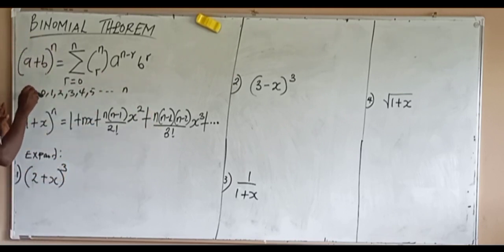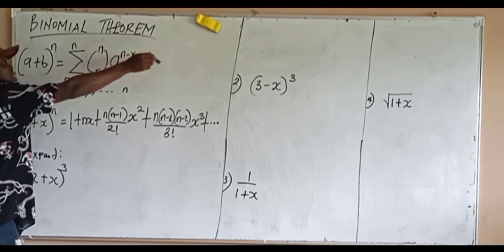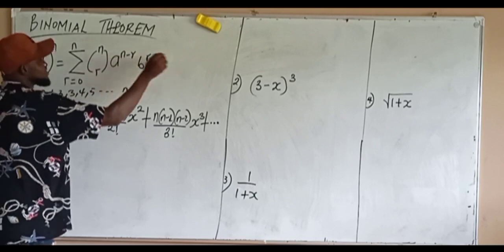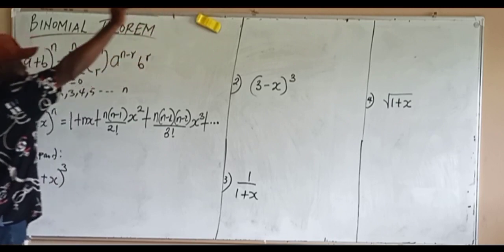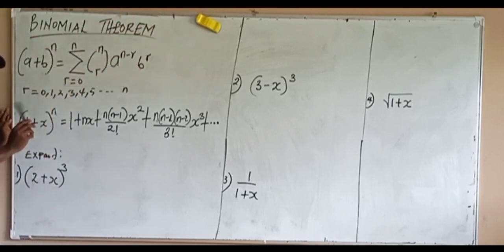So if you put r as 0, you solve it. Put r as 1 again, you solve. Now before you write r as 1, separate the two with a positive sign. Before you write r equal to 2, separate it again with a positive sign, until you get to the last value of r and you stop.